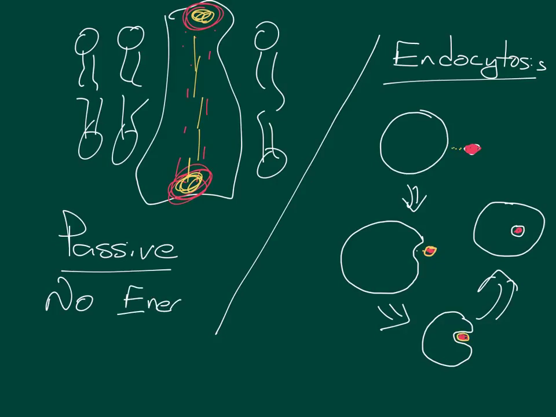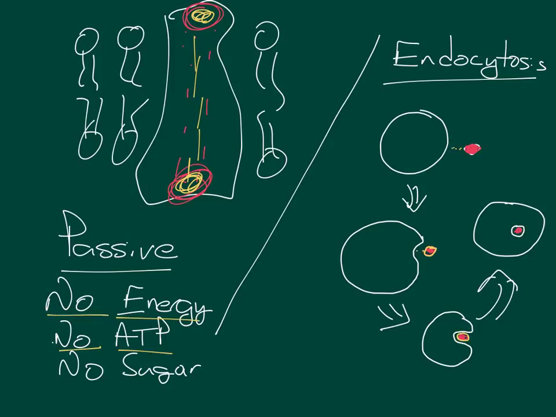Okay, when I say no extra energy is required, that means no ATP. Or sugar, no sugar required, okay? I saw that a lot of people made that mistake. It's new, so I guess it's easy to get confused. But no energy means no ATP. A lot of people put no energy, but then they put uses ATP. Well, that's not true, because no energy means no ATP and no sugar. That's key here. So this is endocytosis, and this is passive diffusion.